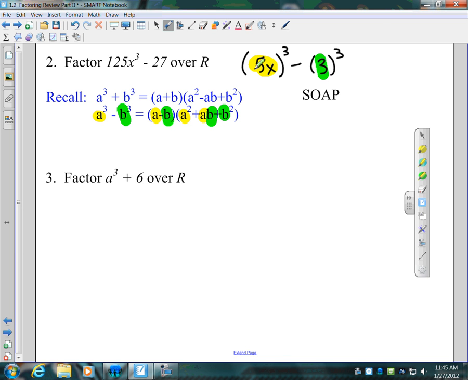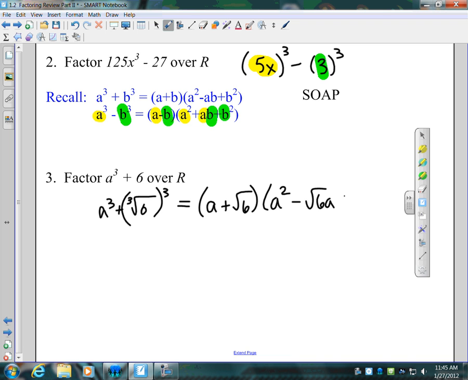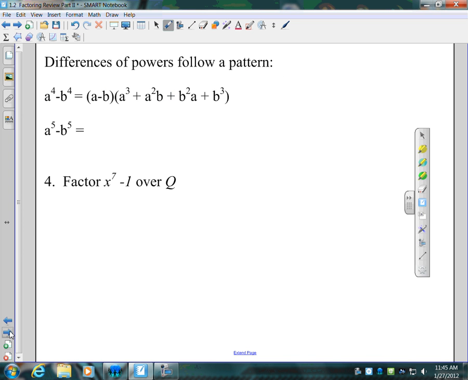So you can also do this with regards to irrational numbers. So question 3 here is over the irrational numbers. What's being cubed to get me 6? Well, the cube root of 6, cubed, would get me 6. So when I use my rule, I get a plus the cube root of 6. So same sign, square the first one, opposite sign, multiply them together, plus the cube root of 6 squared, which would be the cube root of 36. Sorry, these should be cube roots. And that would be your answer over the real numbers. So a skill that you have, you just maybe haven't used it like that before.